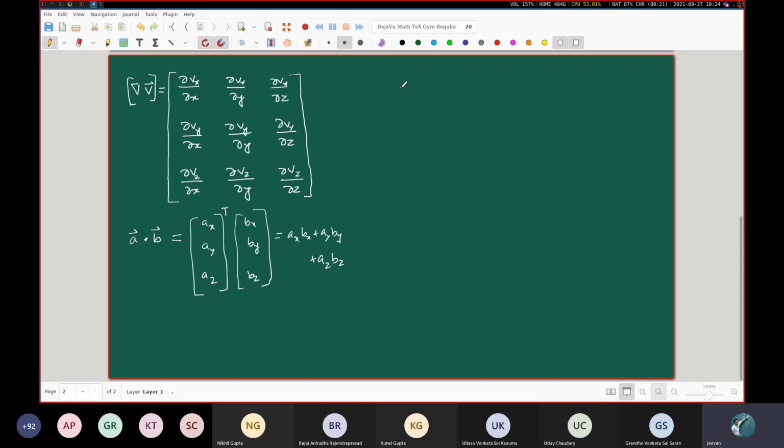Next, what I want you to consider is this thing. Suppose I tell you that you do the matrix multiplication like this. Not the matrix multiplication, there is some entity which is like this: A dot gradient of V vector. Now what is this?